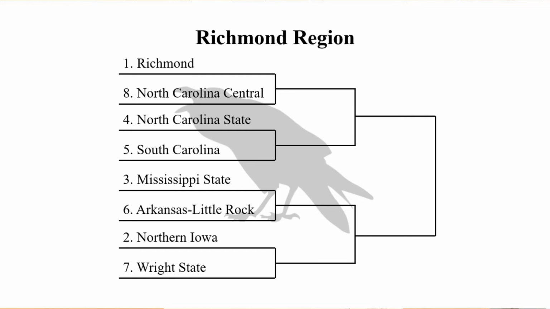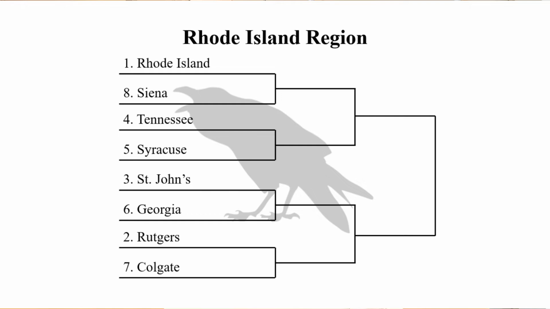And closing out this region, Northern Iowa will be playing host to Wright State. They weren't the best team in Dayton this year, but they're the one with a shot at winning the NIT. In the top right-hand corner, the Rhode Island region. Rhode Island will be playing host to Siena, the Siena Saints, champions of the MAC this year.